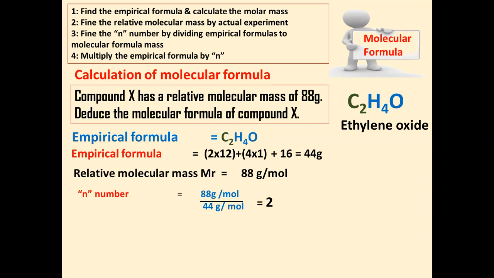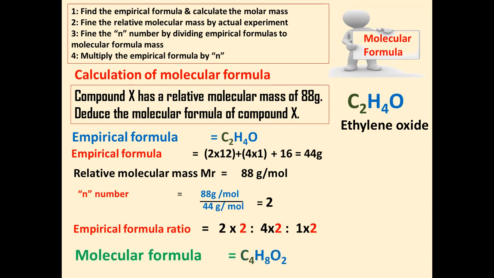This n number 2, we multiply by the empirical formula values. 2 multiplied by 2 gives us 4, 4 multiplied by 2 is 8, and 1 multiplied by 2 is 2. So this gives us C4H8O2. This is the molecular formula from the empirical formula.